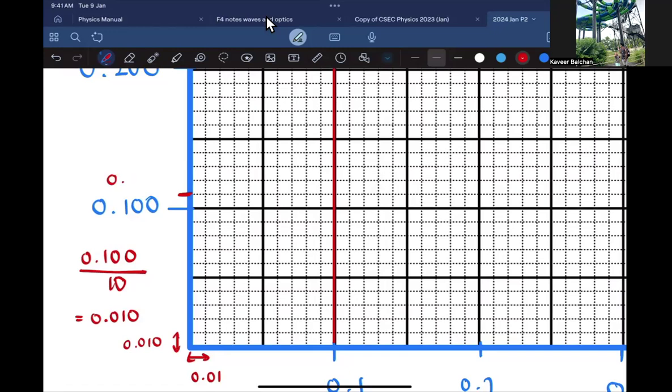If this block is 0.010, you're going to add 0.010 to 0.100. And so that's going to be 0.110. So you have to add 0.010 to 0.100, right? So we get 0.110, right? What do you think this could be? Yeah, add 0.010 to 0.110. Yeah, very good.